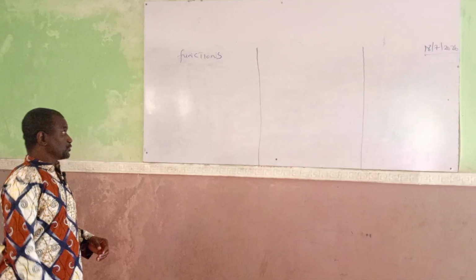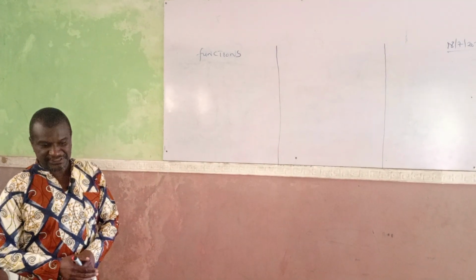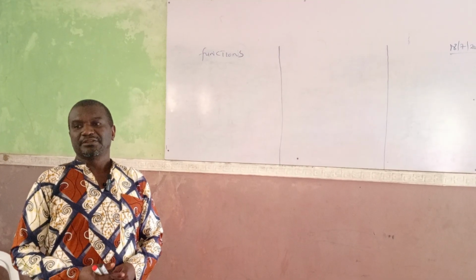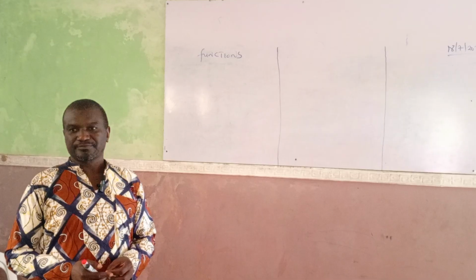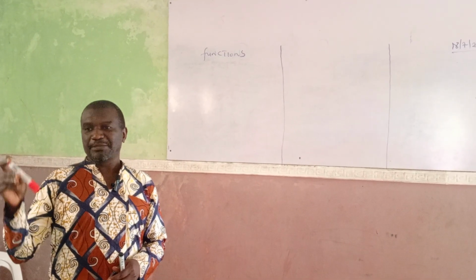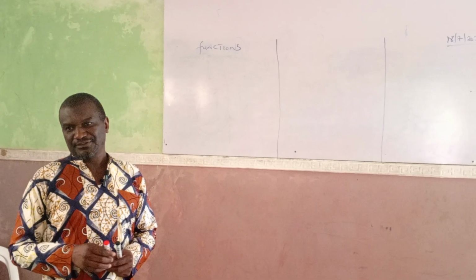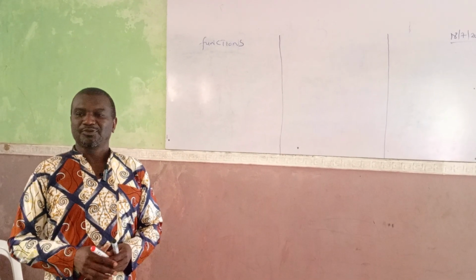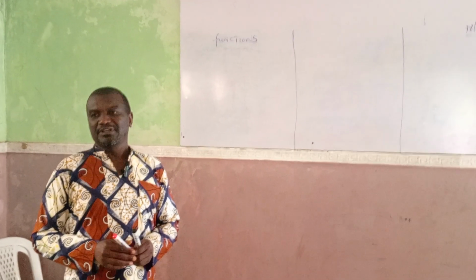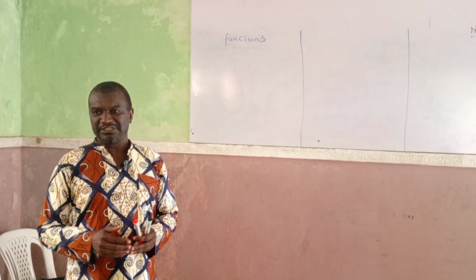Now let's look at the board. Today we are going to be looking at what we call a function. Everybody say function. Function. Again. Function. Now, what is a function? You know, we can say this is a marker. The function of this marker is to write on the board. Or maybe your phone, you can say that the function of a phone is to receive calls, make calls, or send messages.